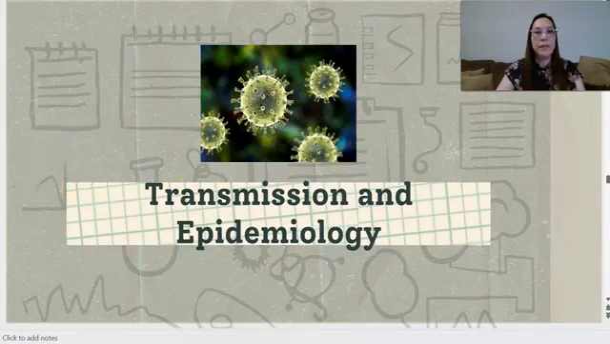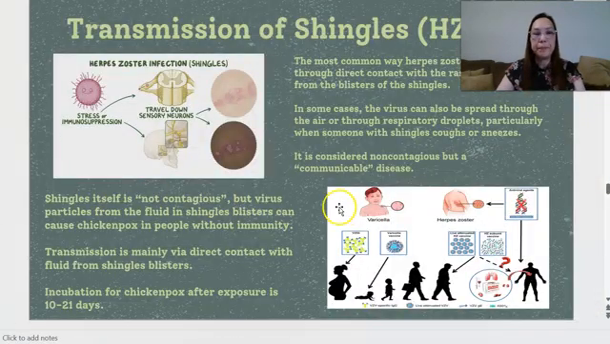Next is the transmission and epidemiology. Let's take a look at the transmission of shingles. This slide explains how shingles is transmitted. Stress or a weakened immune system can activate the virus, leading it to travel along the nerves and cause a rash. How does it spread? Via direct contact and airborne.